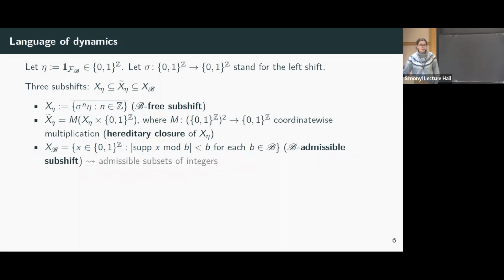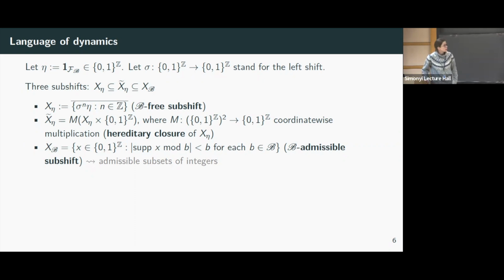All right, so let me introduce the language of dynamics so that I can actually start doing something. So let eta be the characteristic function of the B-free set. So we have a two-sided 0, 1 sequence. This is a point in the full shift over 0 and 1. And let sigma stand for the left shift. We have 3 subshifts associated to each such eta, or to each subset B. So the first one is the B-free subshift. You just take the orbit closure of eta under the left shift.